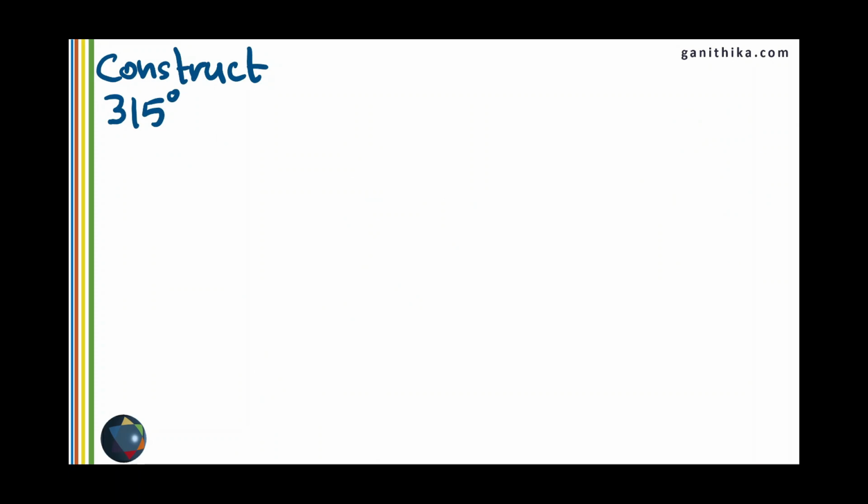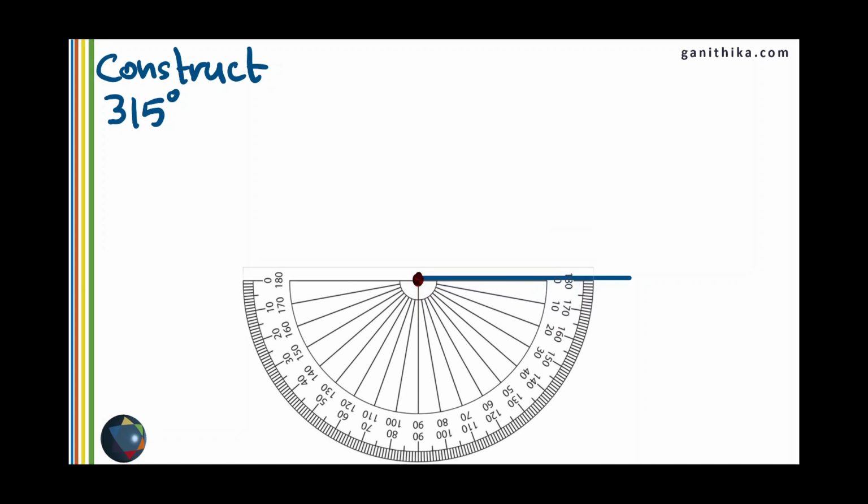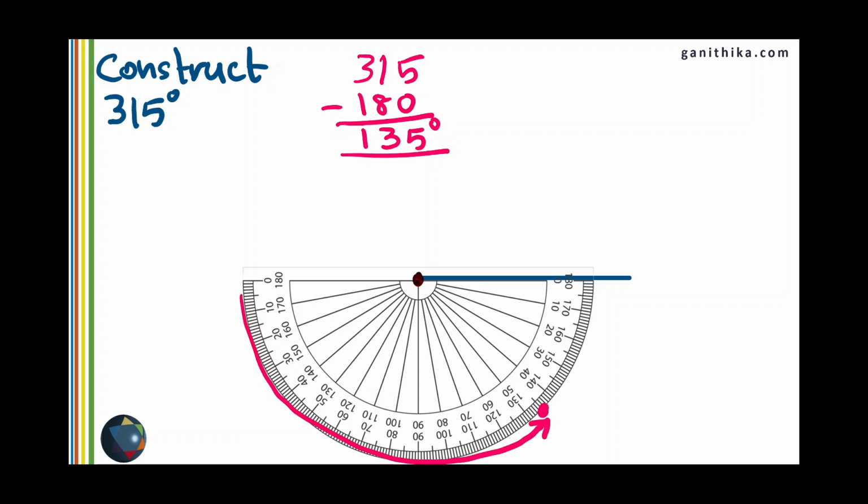Let's construct 315 degrees now. In the same way, construct the baseline, mark the vertex. As you constructed 220 degrees, we can construct it in the same way, measuring what is left over after 180 degrees by subtracting from 315, and we are left with 135 degrees. Therefore, from 0 all the way to 135 degrees, you can mark a point here and make the angle.